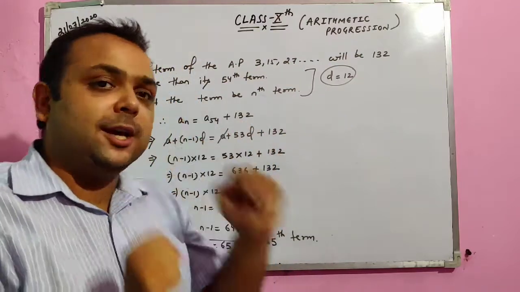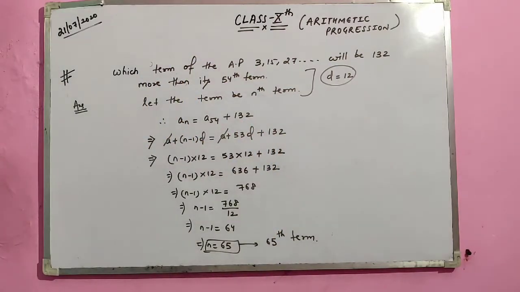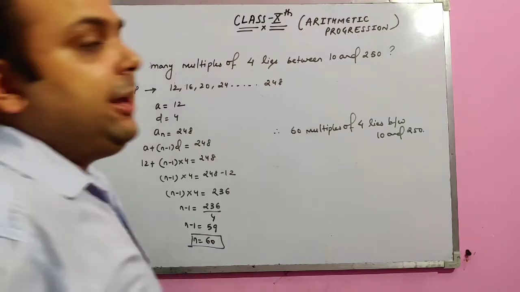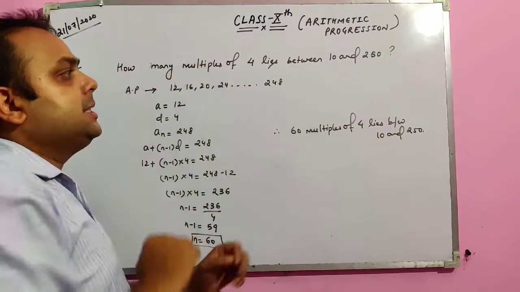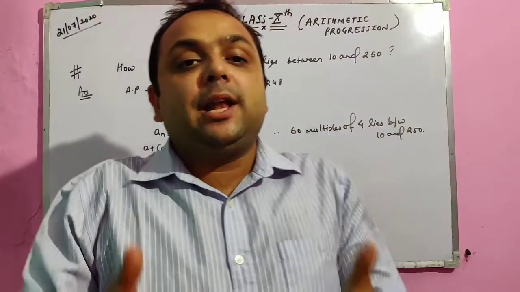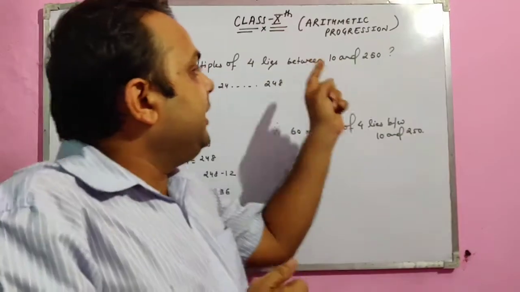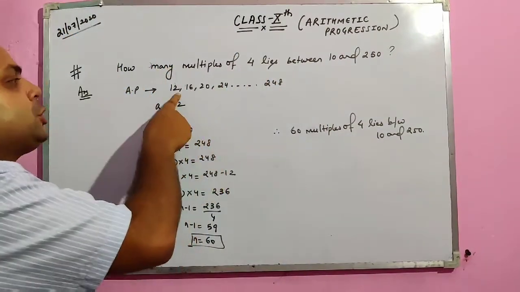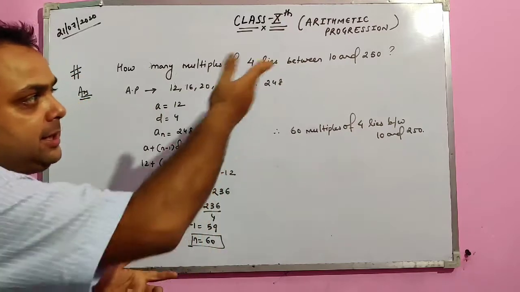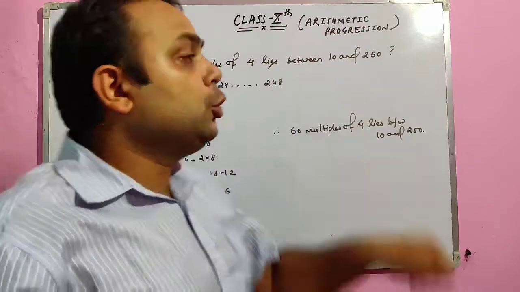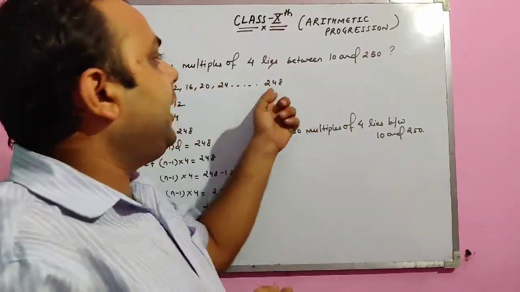Please see this question carefully. In this question we have to find how many multiples of 4 lie between 10 and 250. So we need to calculate how many numbers between 10 and 250 are multiples of 4. So we can write the AP as 12, the first multiple between these, then 16, 20, 24, and at last we have written 248. How will we get this value?